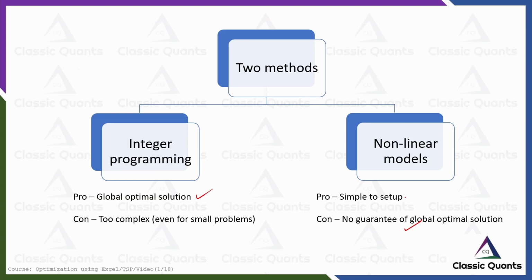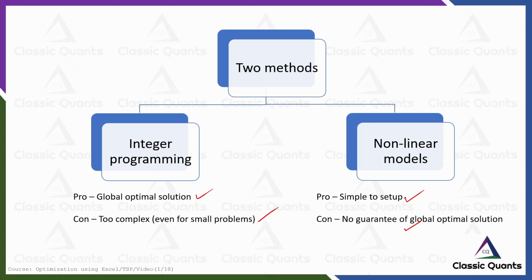And what is the advantage of the nonlinear model? The main advantage is simplicity. We have not discussed it yet, but when we discuss the nonlinear models, we will see how this particular problem can be solved using the evolutionary solver, which is a nonlinear solver. The setup is also easy, the problem is small, and the solution is easily obtained, whereas integer programming can be quite complex.